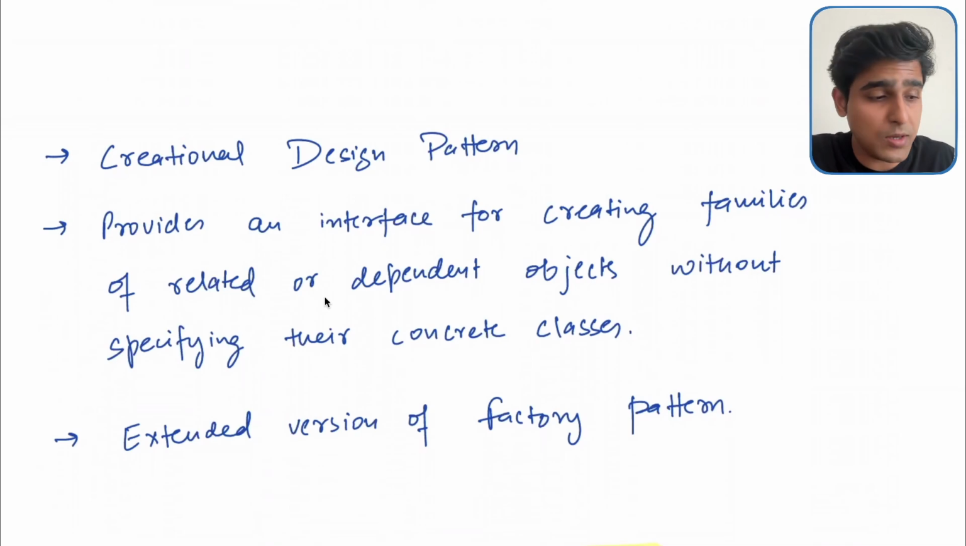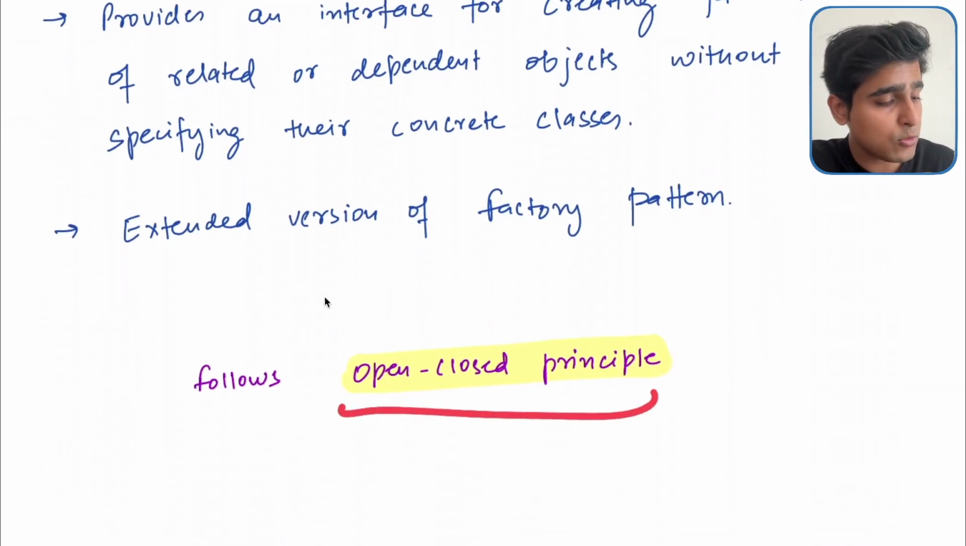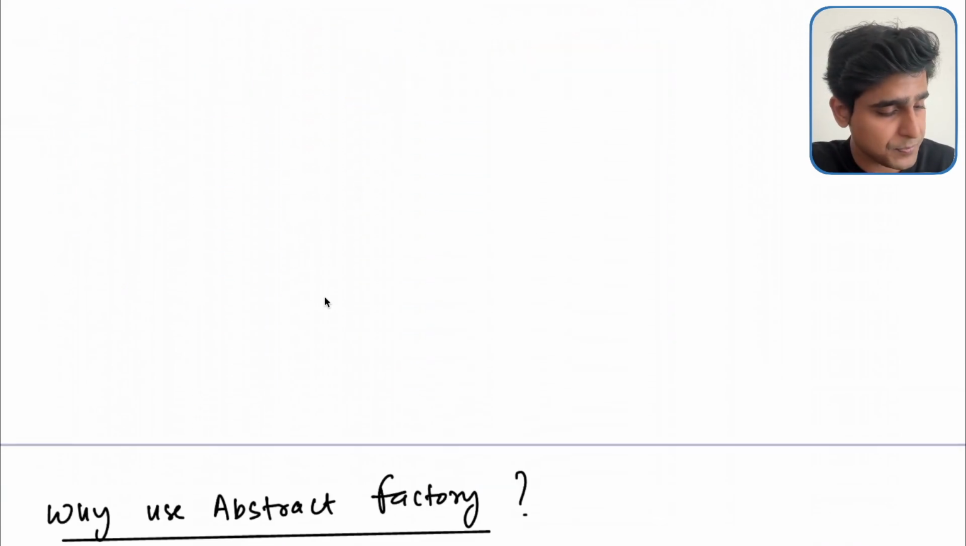We will see what this means, but what it is hinting at is it provides an interface for you to create family of related objects, right? And it is an extended version of factory pattern. So we have already discussed this, that it extends the factory pattern, and we will see how. It also follows open close principle, which means it is open for extension and closed for modification. That also we will see how it does that.